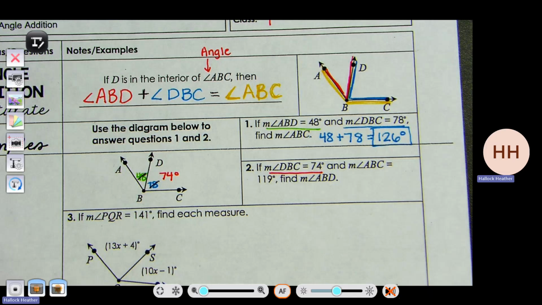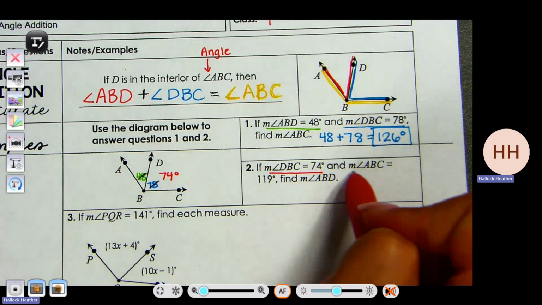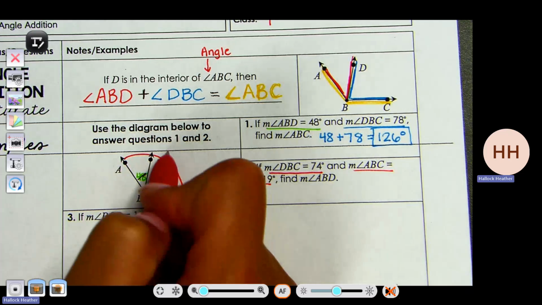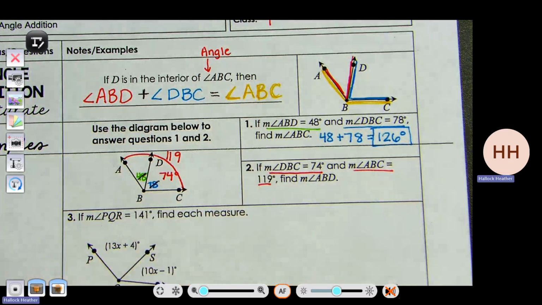Okay, DBC is 74. It says ABC is 119, which is the whole thing. So what should I do?